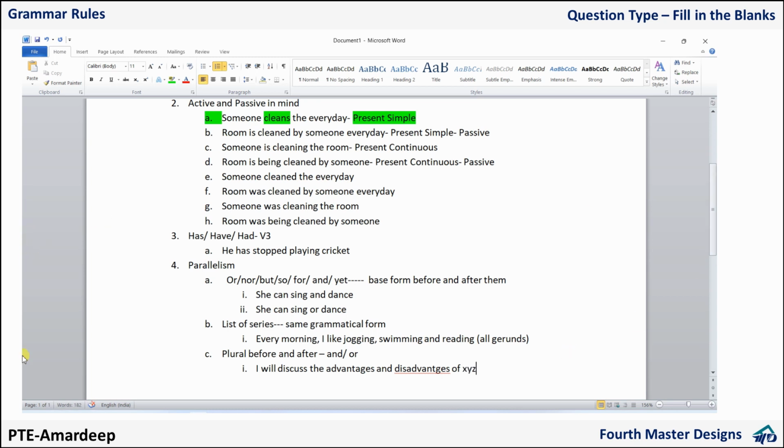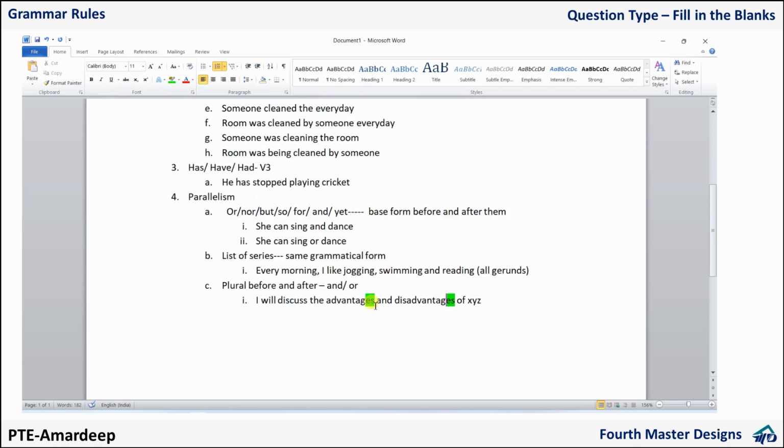This is the common rule for writing also, essay writing also. If it is plural before and, it has to be plural after and. Again, the base form thing is there, but I'm discussing it specifically because students make mistakes, especially in this case. Then you have another one when you are comparing something. In case of comparison also you have to do the same thing.